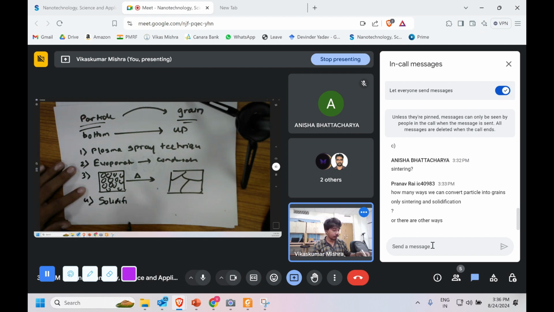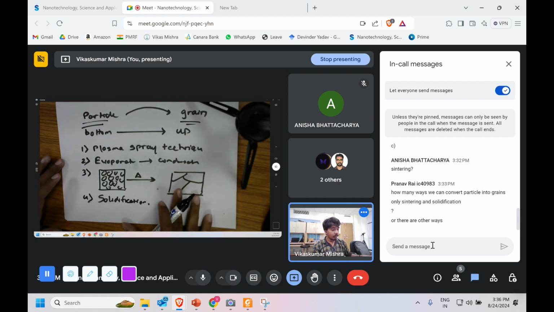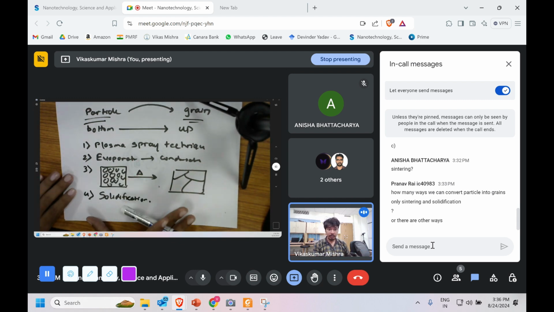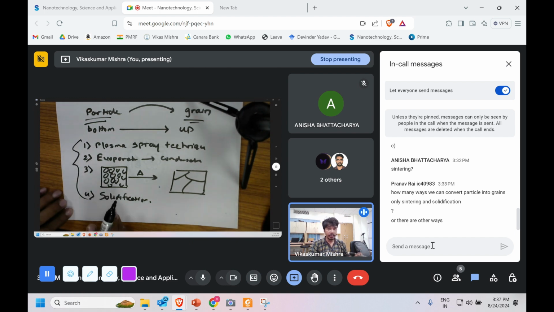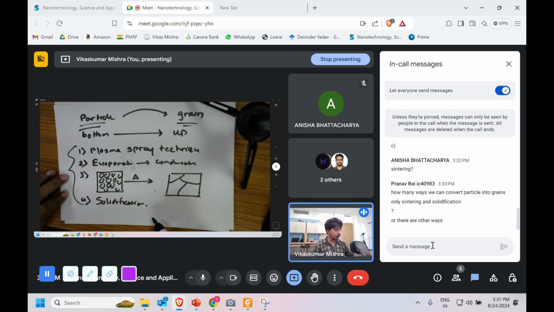Okay, so these are the few techniques which I am able to recall right now. There might be a few more. There are multiple ways we can do this. I think these are the list of techniques that can be used to convert a particle into the grain. Is there any doubt in the discussion that we have had?